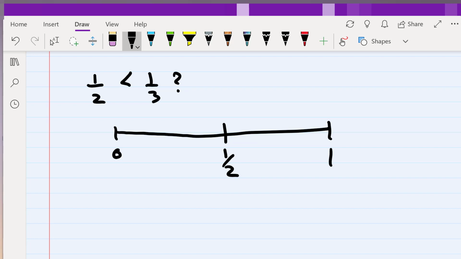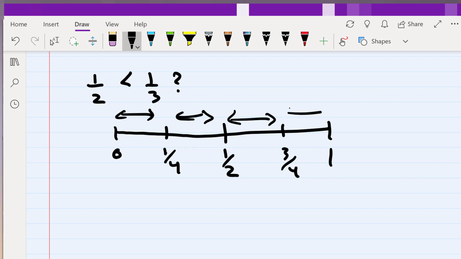And we can then split it in half, so this would be 1/4, and this would be 3/4. So from here to here is a quarter, we add another quarter, we get a half, we add another quarter, we get 3/4, and finally we add another quarter, we get 1. So from here we can see that 1/2 is greater than 1/4, and 3/4 is greater than 1/2.